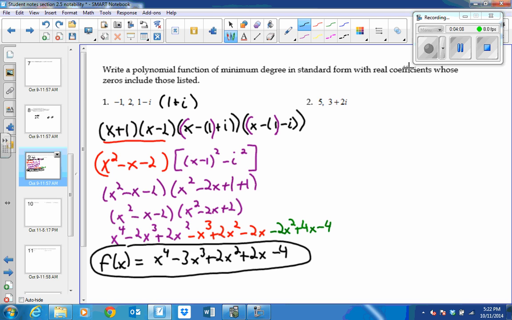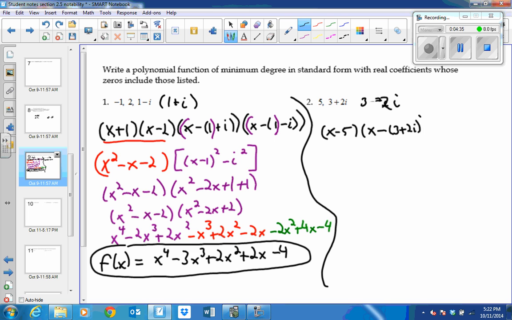So this one, we have 5 and 3 plus 2i, which means that 3 minus 2i is also going to have to be one of our roots. So I'm going to draw a line to separate these problems. We're going to have x minus 5 and then times x minus 3 plus 2i, and then times x minus 3 minus 2i. So really the hardest part on all of this is getting all of the algebra right.